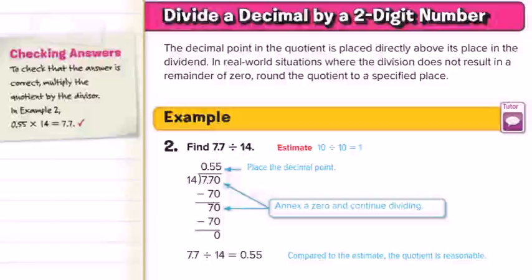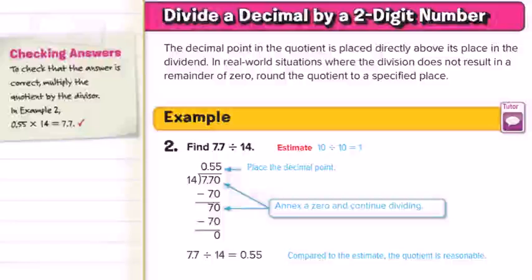When dividing a decimal by a two-digit number, I still place the decimal point in my quotient directly above where it is in my dividend. In real-world situations where I use division, sometimes the problems don't always come out with a remainder of 0. They have something left over.